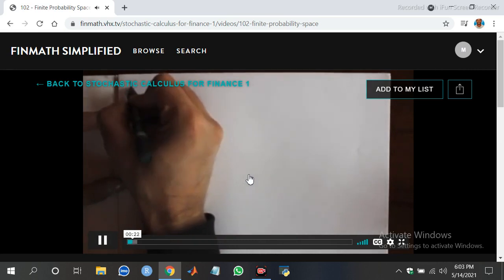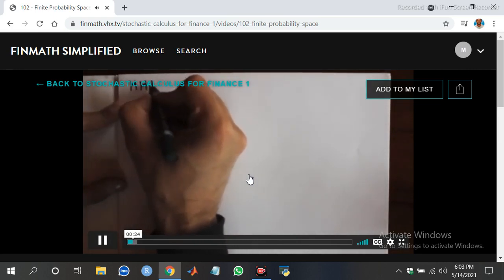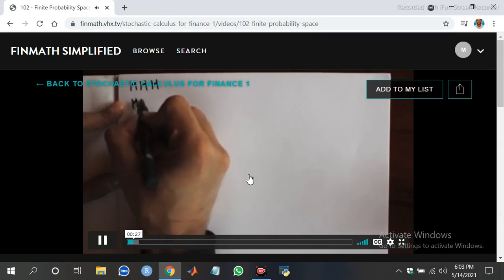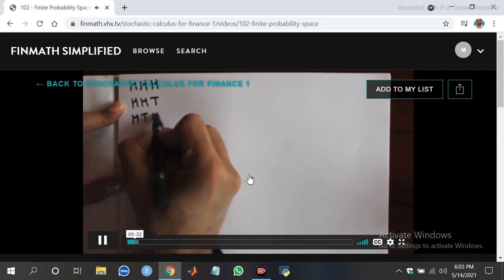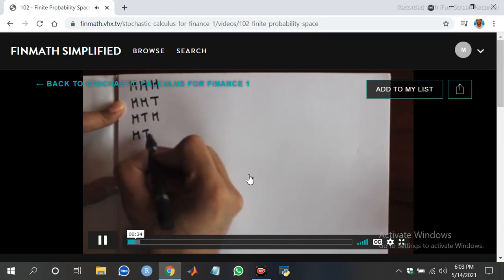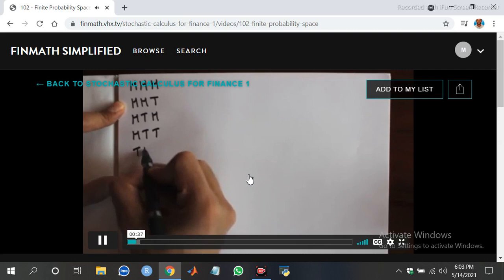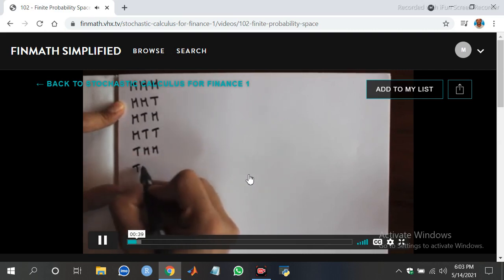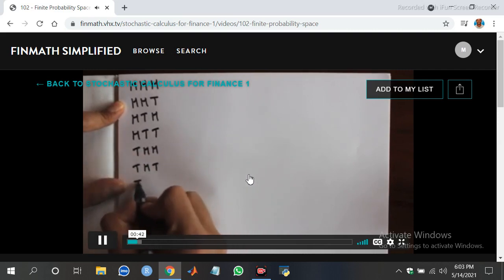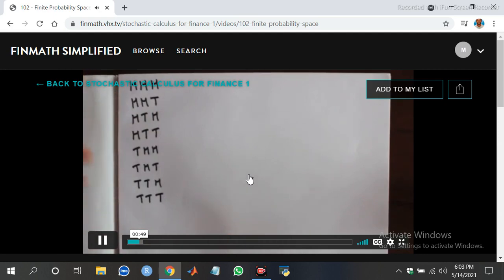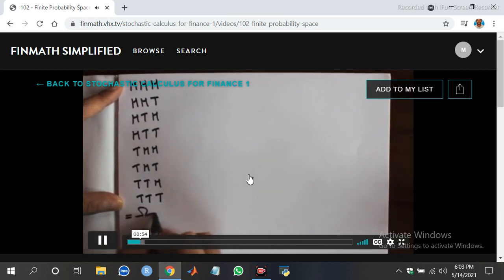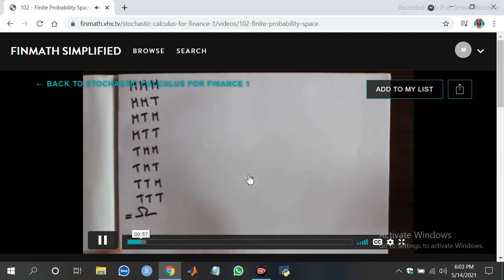So if we toss a coin 3 times, we could either get a head, head, head. We could get a head, head and a tail. We could get a head, tail, head. We could get a head, tail, tail. We could get a tail, head, head. We could get a tail, head, tail. We could get a tail, tail, head. Or we could get a tail, tail, tail. So we've conducted an experiment, and these are all the possible outcomes of that experiment. This is called a sample space and denoted by capital Omega.